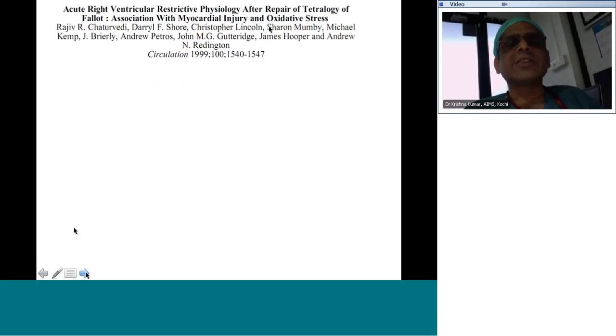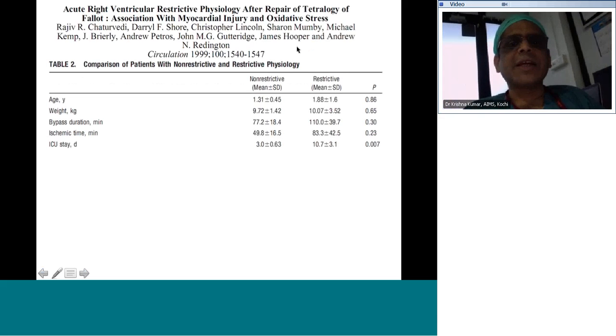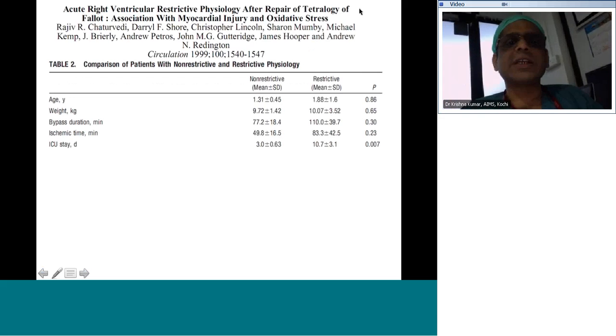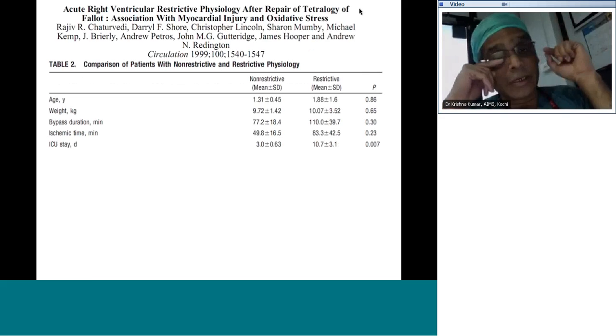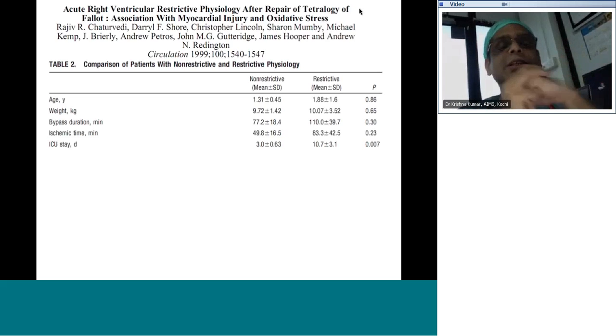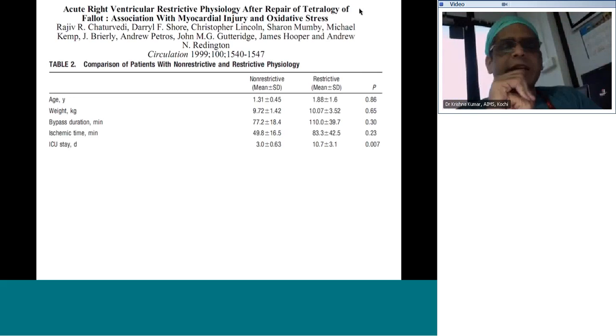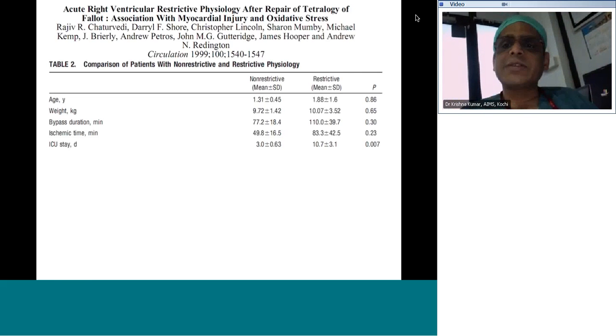This is a paper that I would encourage you all to read, which is acute right ventricular restrictive physiology after repair of tetralogy. This is something that people have tried to understand at great length. This is a paper which came from London when Dr. Redington and Dr. Rajiv Chaturvedi were working there. They tried to look at it very deeply, and they found that basically there were two groups.